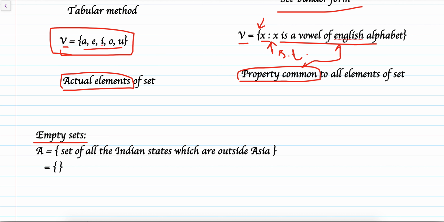So our empty sets are denoted by this empty curly braces or phi. So both are the same thing. So we will denote empty sets using these, and this simply means that there is no element in that set.